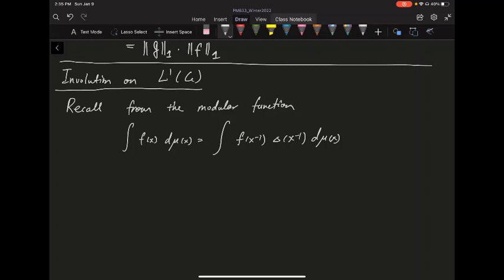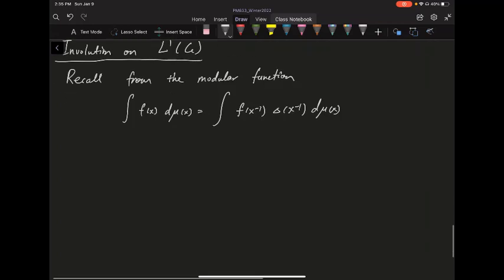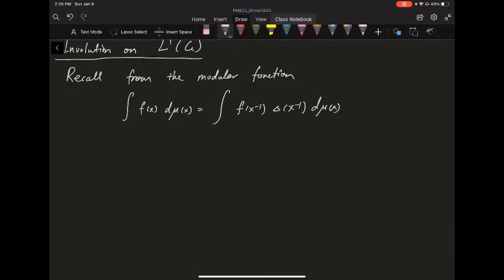Basically, we need something called an involution. So just recall what we had in the modular function. If I want to integrate f of x with respect to the left Haar measure mu, then I can also do the integral of f inverse, but I need to compensate by adding this modular function here. That's the formula we proved when we talked about the modular function, and it motivates the definition of an involution.